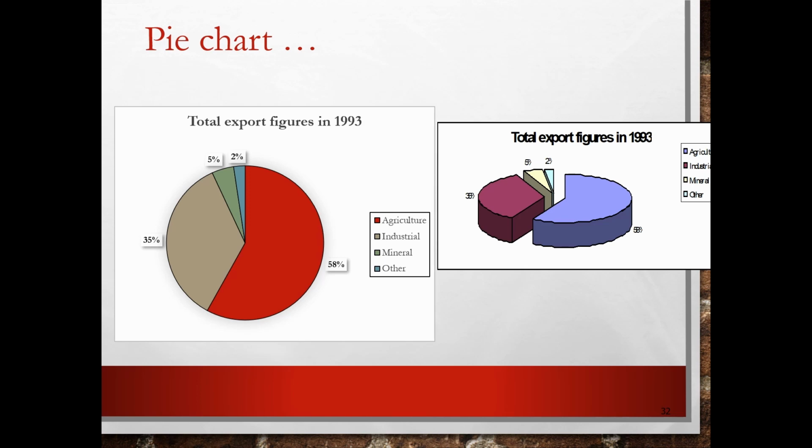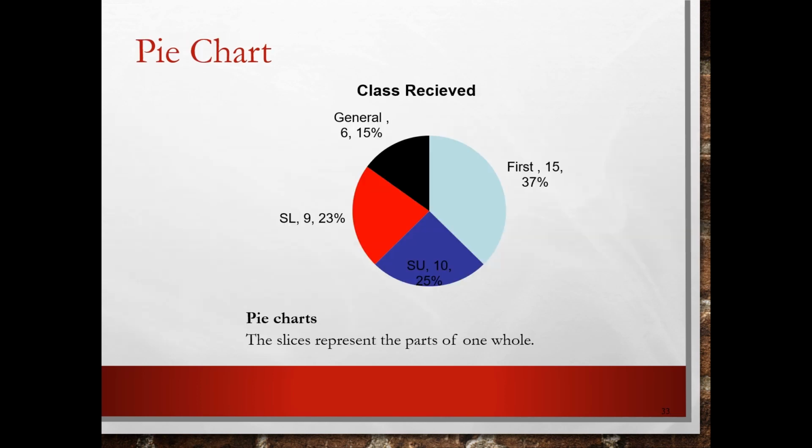This is also a 3D pie chart for the same data. This is the pie chart that we can draw for the bar chart that we drew in the first few slides, the simple bar chart, where you draw separate bars for each class level, how many first classes, how many second uppers. So now here we divide the circle into component parts depending on the percentage belonging to each category.